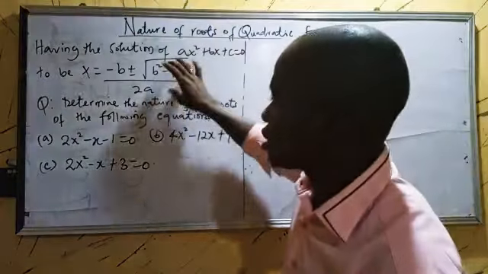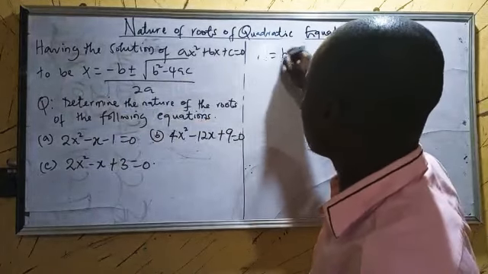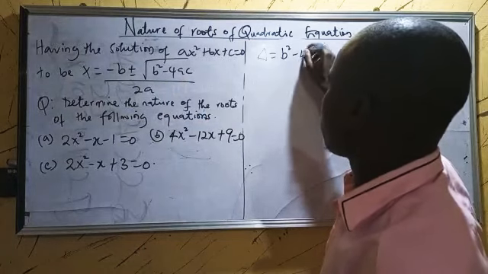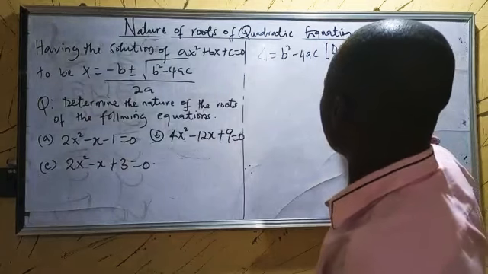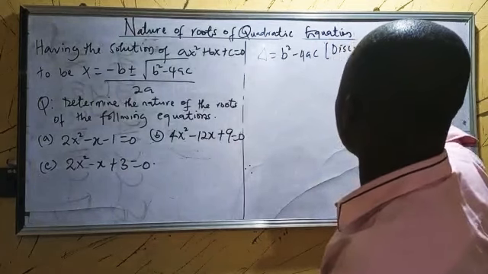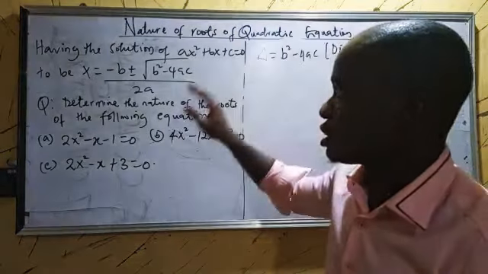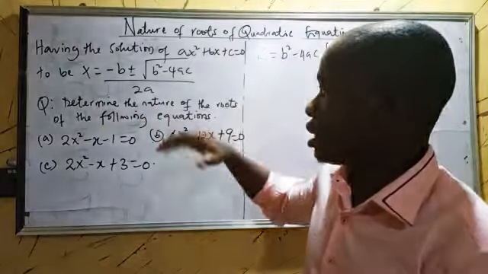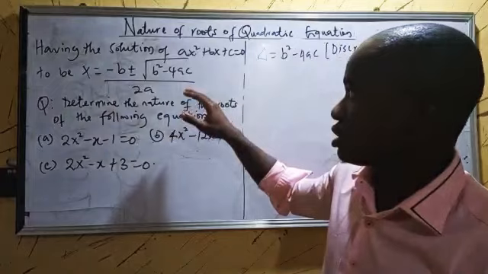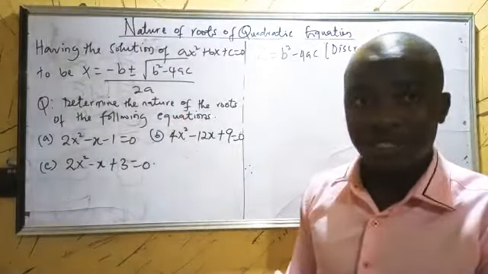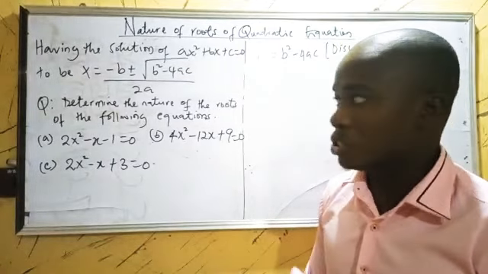So from this equation, we now have what we call the discriminant, which is b squared minus 4ac. It is denoted by this sign. So this is called the discriminant. It's like the soul of the quadratic equation, because it is the one that you look at before you can determine the nature of the roots. So that's why I call it the soul of this equation.